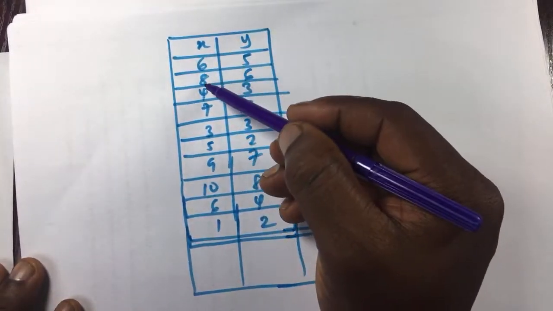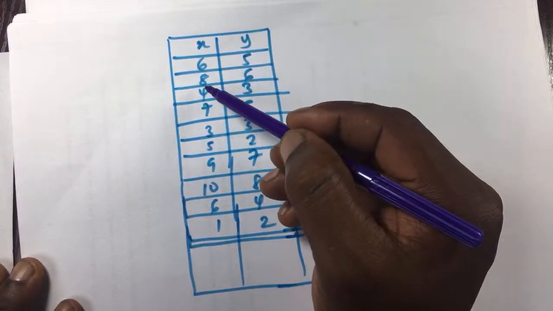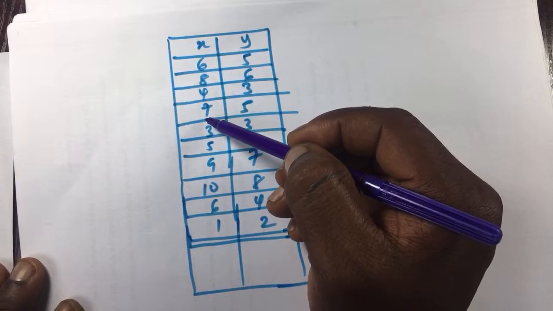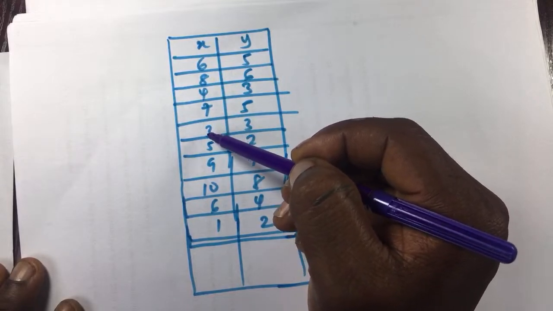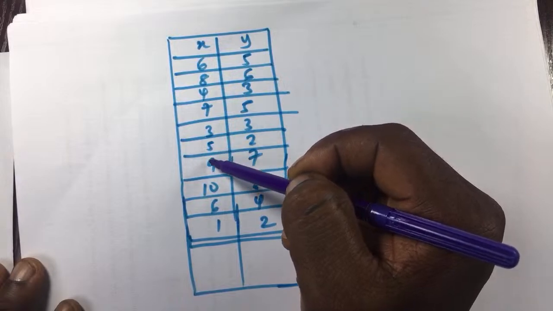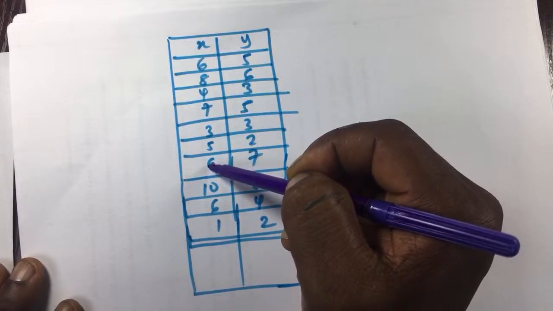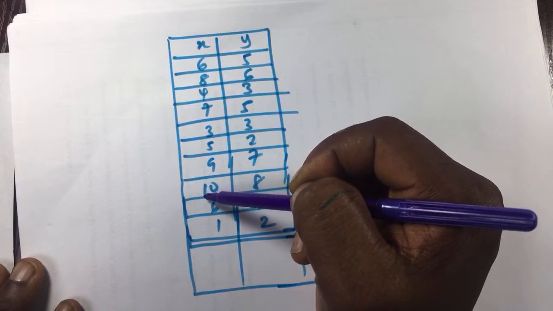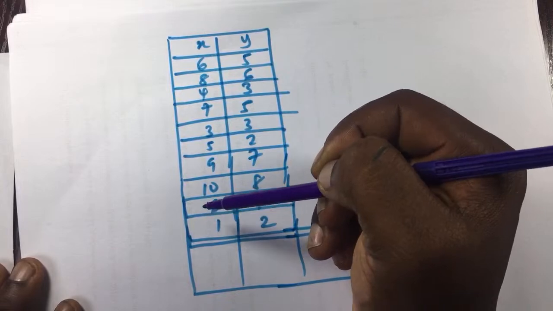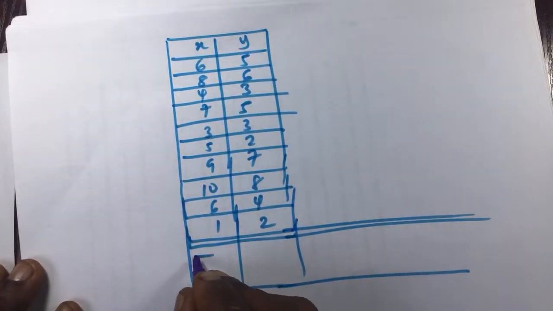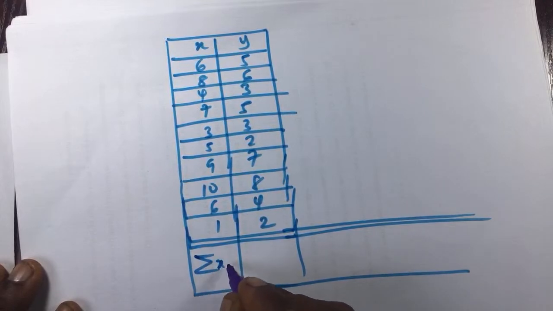Sorry. 6 plus 8 will give you 14. 14 plus 4 will give you 18. 18 plus 7 will give you 25. 25 plus 3 will give you 28. 28 plus 5 will give you 33. 33 plus 9 will give you 42. 42 plus 10 will give you 52. And 52 plus 6 will give you 58. 58 plus 1 will give you 59. That should be correct. So summation x is equal to 59.